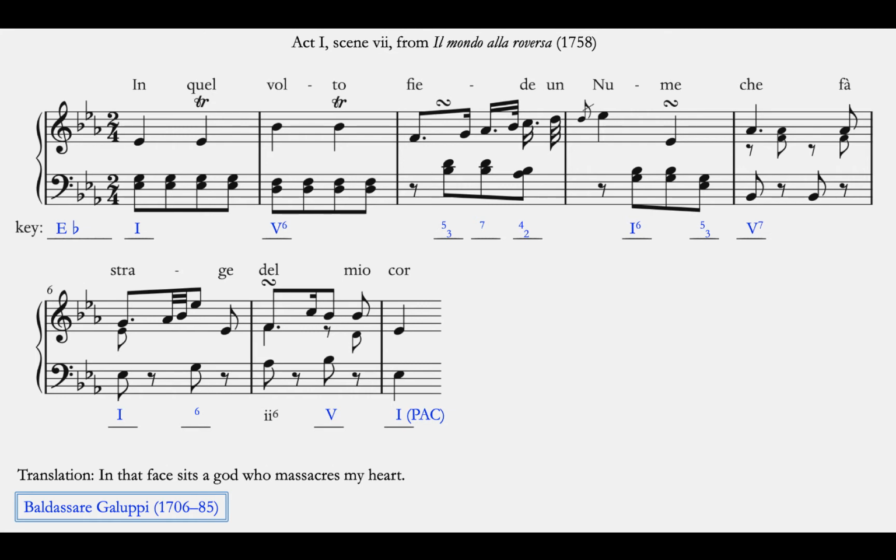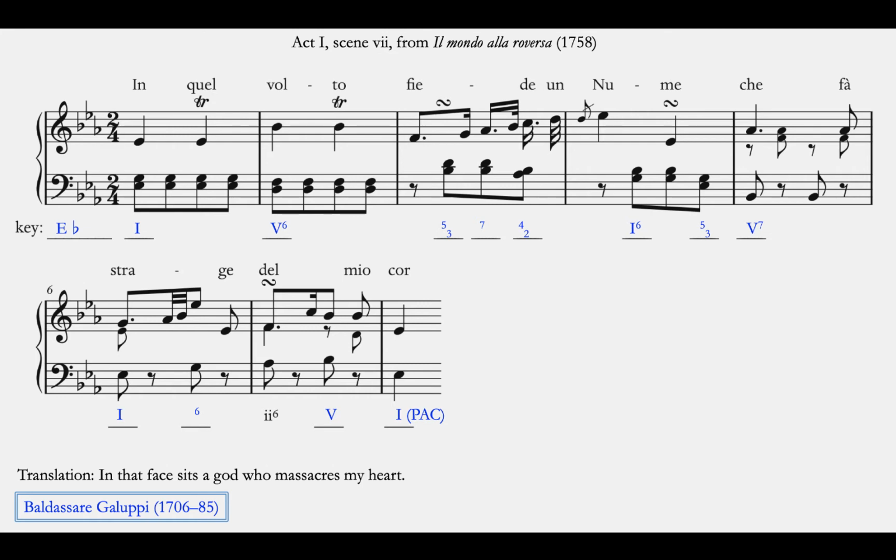4/2 chord meaning the seventh of the chord is in the bass. Think about how sevenths of dominant sevenths resolve. We know they move down by step as we change harmony, so that A flat is going to move down to G. Now I'm in bar 4.